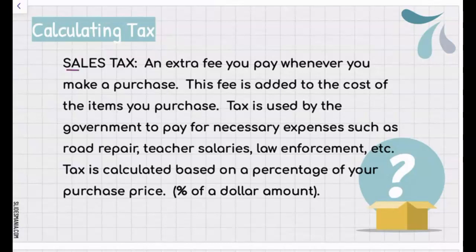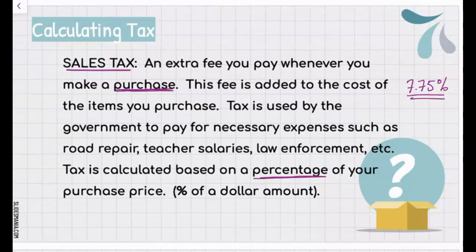A sales tax is an extra fee you pay whenever you make a purchase. There are some cities and states that do not have sales tax. Here in California we do, and in San Diego we have a sales tax of 7.75% in most parts of San Diego. This fee is added to the cost of the items you purchase, and is calculated based on that percentage, whatever city you're in, of the purchase price. So it is a percent of a dollar amount.